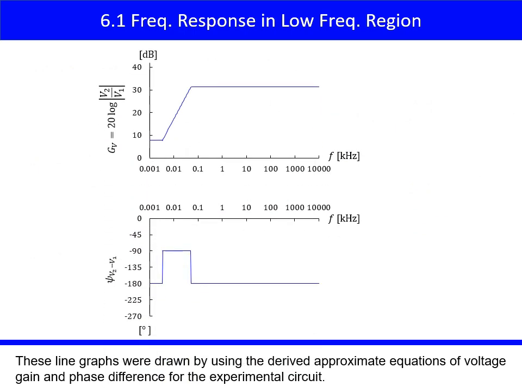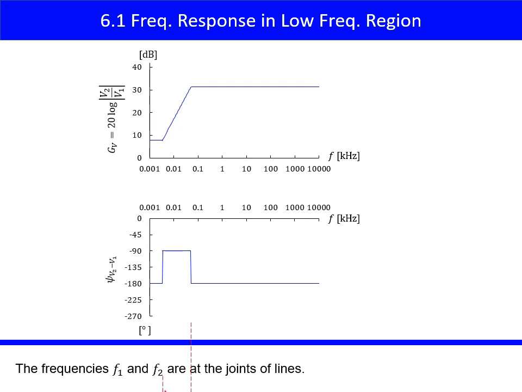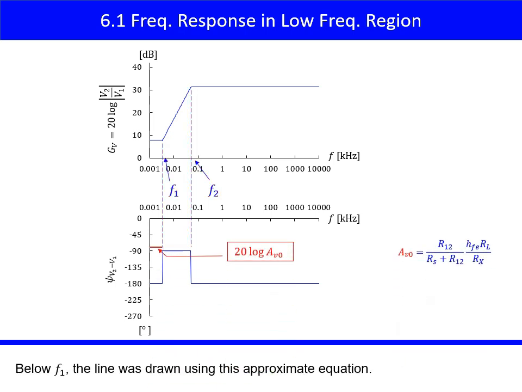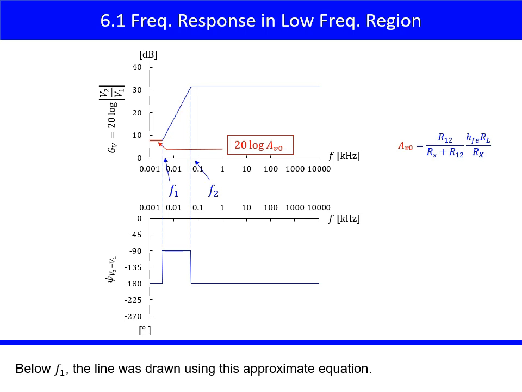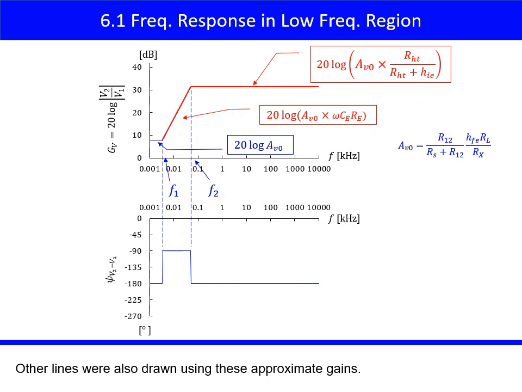These line graphs were drawn, by using the derived approximate equations of voltage gain and phase difference, for the experimental circuit. The frequencies F1 and F2 are at the joints of lines. Below F1, the line was drawn using this approximate equation. Other lines were also drawn using these approximate gains.